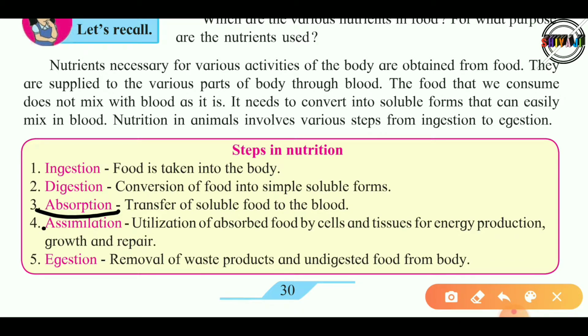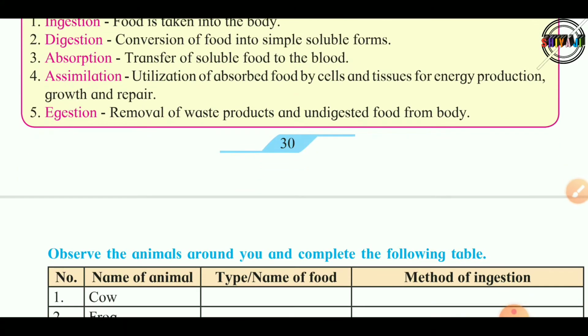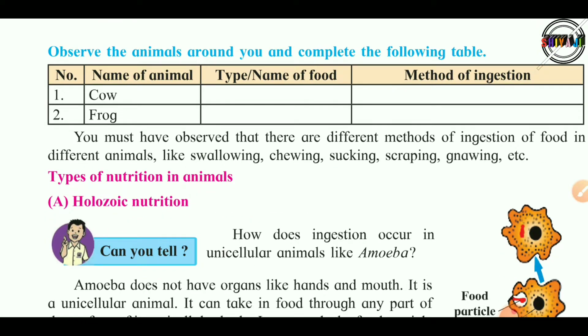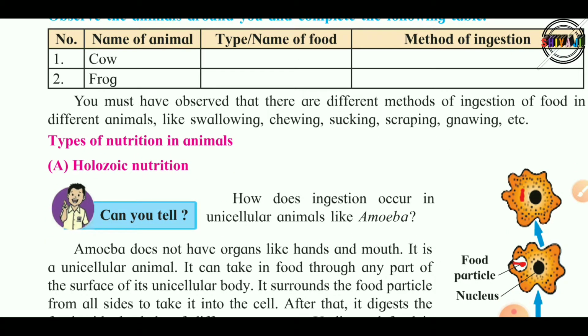The fourth is assimilation, the utilization of absorbed food by cells and tissues for energy production, growth and repair. The last stage is egestion, the removal of waste products and undigested food from the body. These are the simple steps from ingestion to egestion in animals. Therefore, there are three types of nutrition in animals: holozoic nutrition, saprophytic nutrition, and parasitic nutrition.